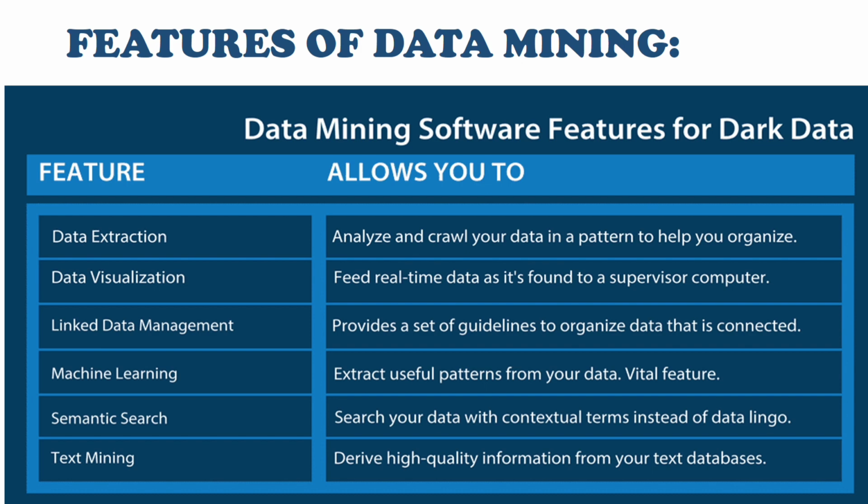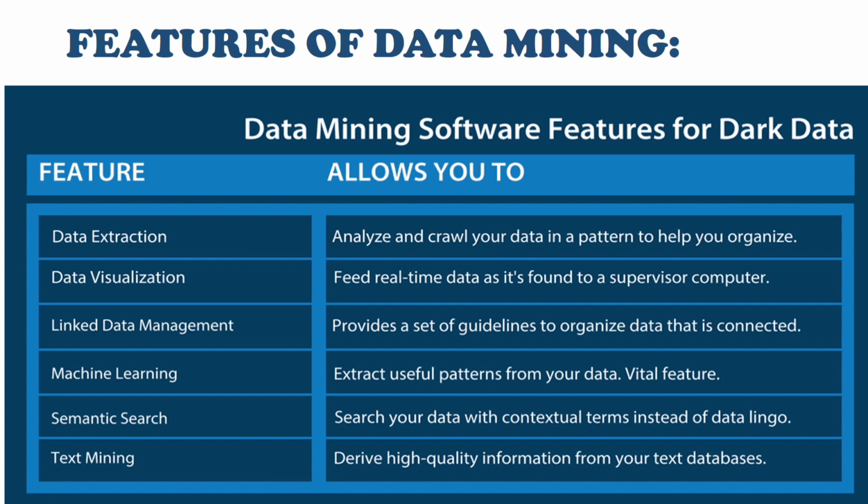So here we have the features of data mining. Data mining software features for the dark data. There are almost 6 features. So the first feature is data extraction. Data extraction allows you to analyze and crawl your data in a pattern to help you organize. Then is data visualization. It allows you to feed real-time data as it's found to a supervisor computer. The third feature is linked data management. It allows you to provide a set of guidelines to organize data that is connected.